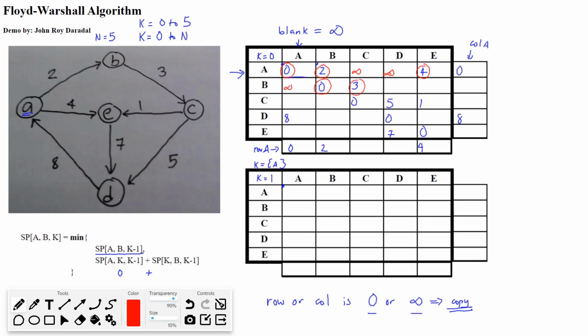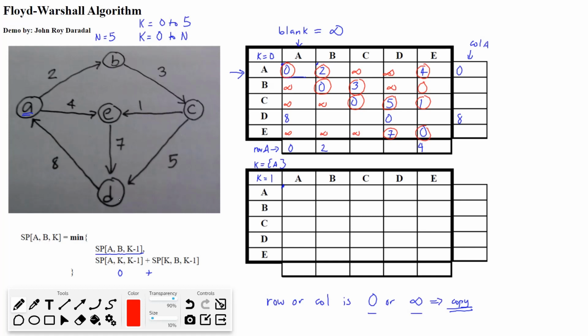Copy this one, and then same with this row. This is infinity, 5, and then 1. This one is not a 0 or infinity, so we'll leave it as is, but the last row is infinity, so we'll also copy everything here. So infinity, infinity, 7, and 0.